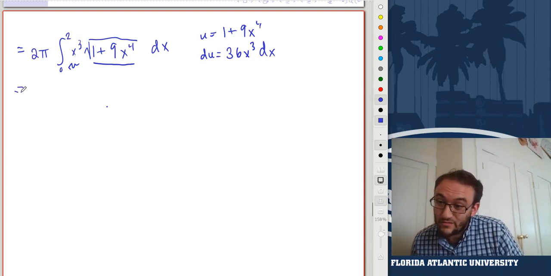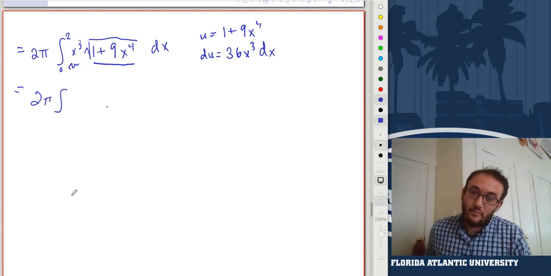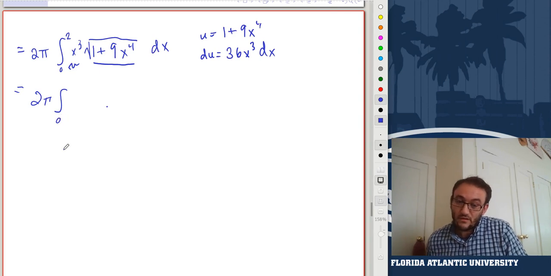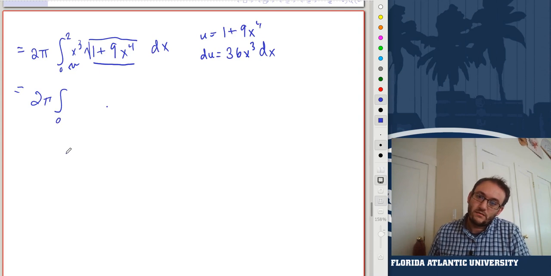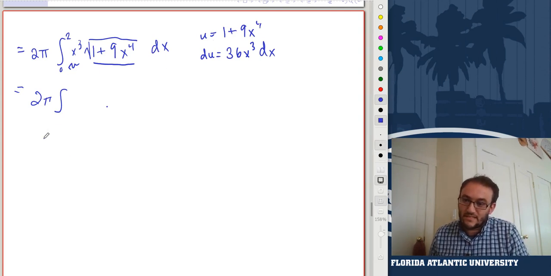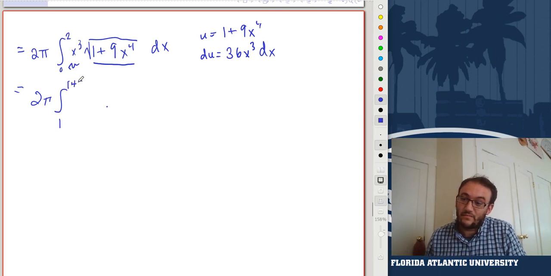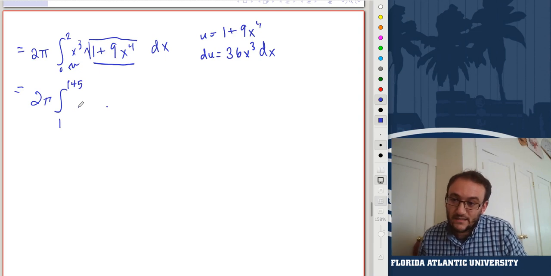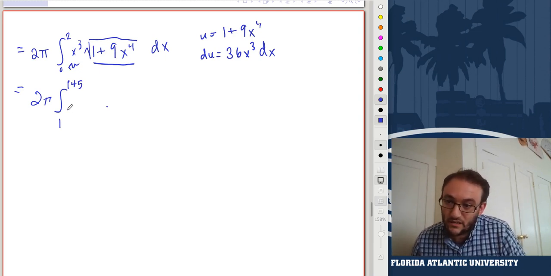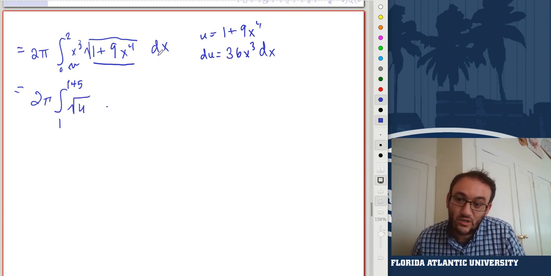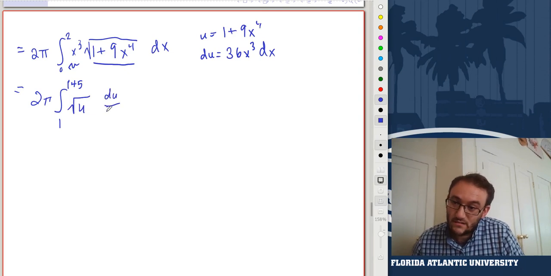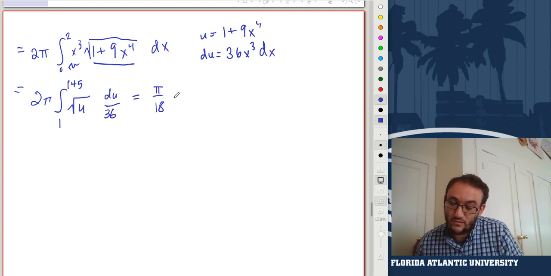Plugging in our u substitution, we have 2 pi times the integral from, we have to change our bounds. Plugging in x equals 0 gets us u equals 1, and plugging in x equals 2 gets us u equals 145. And the rest of the substitutions, so we're plugging in u inside of the square root, and then x cubed dx becomes du over 36.